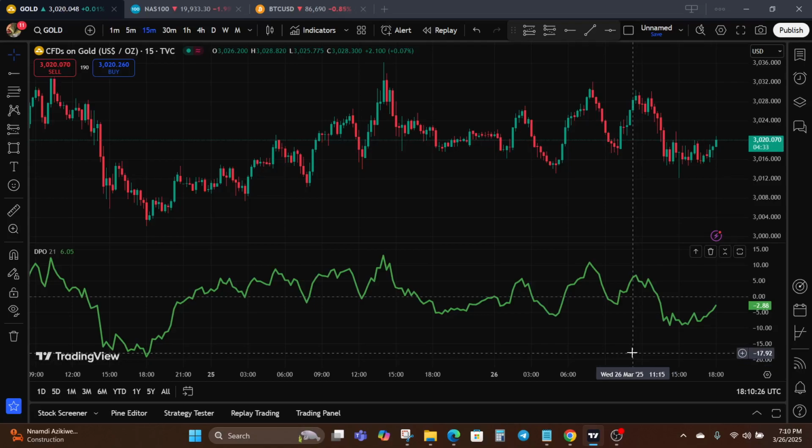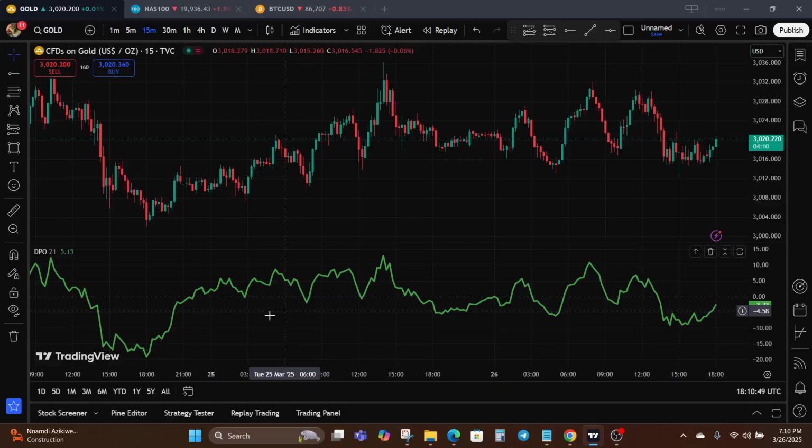So unlike oscillators such as the RSI or MACD, the DPO is not used for trend following, but rather for isolating short-term price movements. Okay, so now you might be wondering, how do you use the Detrended Price Oscillator in your trading, right? Let's go into that real quick.